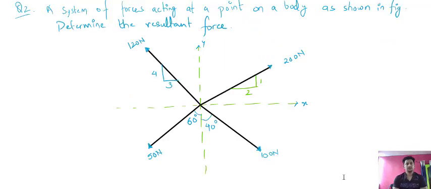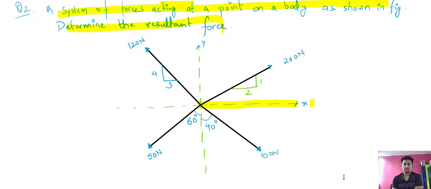Now the second numerical says: a system of forces acts at a point on a body as shown in the figure. Determine the resultant force. You need to calculate the resultant force that is acting on the body. So this is the point where all the forces are acting, and this is the Cartesian system, with the x-axis this way and the y-axis this way.